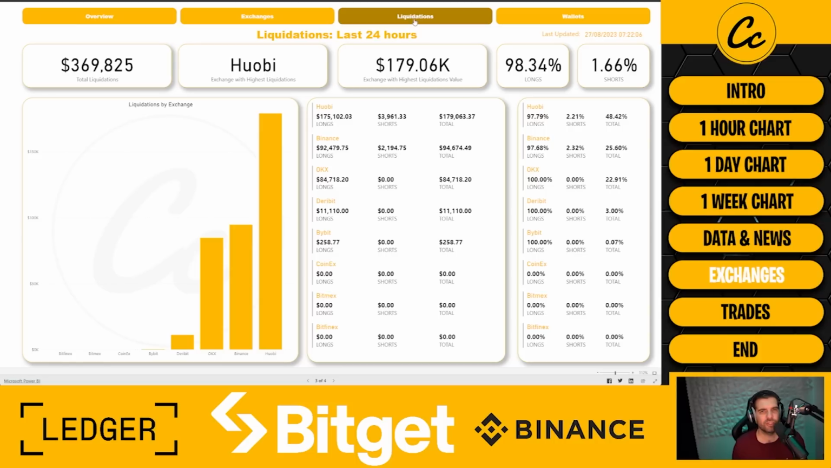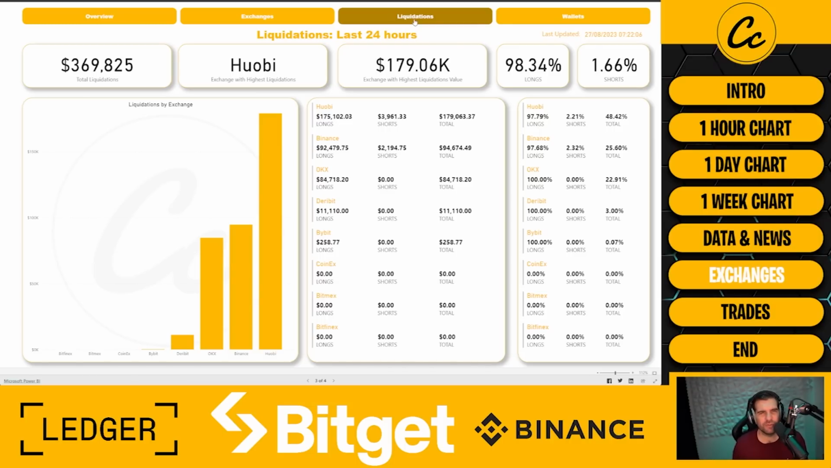So Bitget is the exchange with the highest amount of liquidations in the last 24 hours at $179,000. 98.34% of positions liquidated were long positions, and 1.66% were short positions, which is quite alarming in itself, but not terribly unusual considering the price was just slowly grinding its way down underneath that 50 EMA. So Bitget was 48.42% of all liquidations, Binance 25.6%, OKX 22.9%, and so yeah, it is what it is.